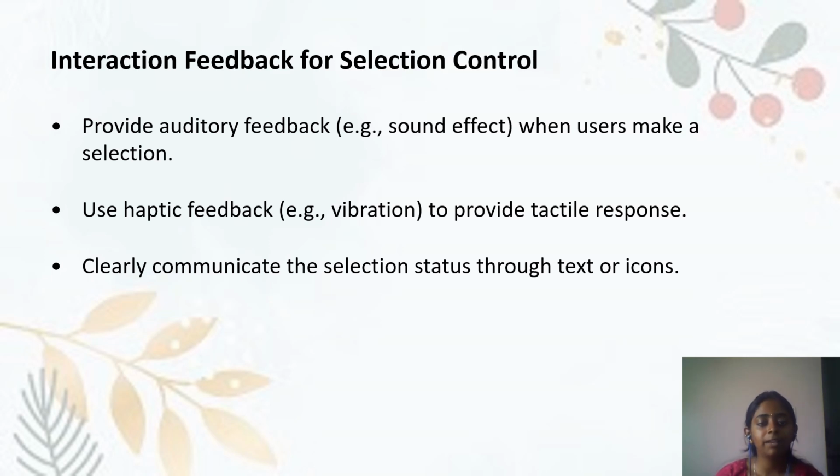Use haptic feedback, for example vibration, to provide a tactile response. And we can also give some vibration effects as well, so that the user will get to know. Clearly communicate the selection status through text or icons. Or sometimes when the user has selected some option, he will get a text message saying that you have selected so and so options, or some icons. So this is nothing but the interaction feedback for selection control.